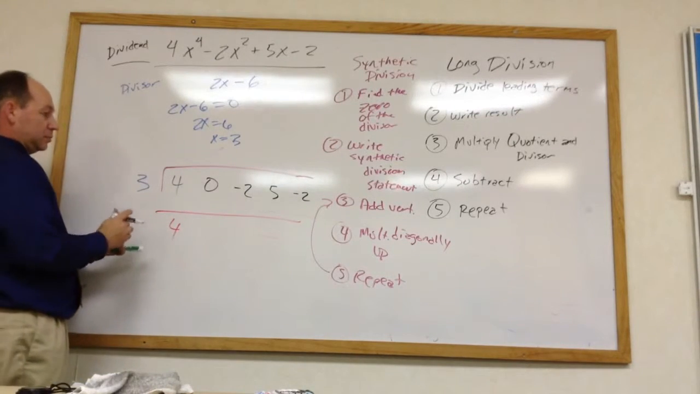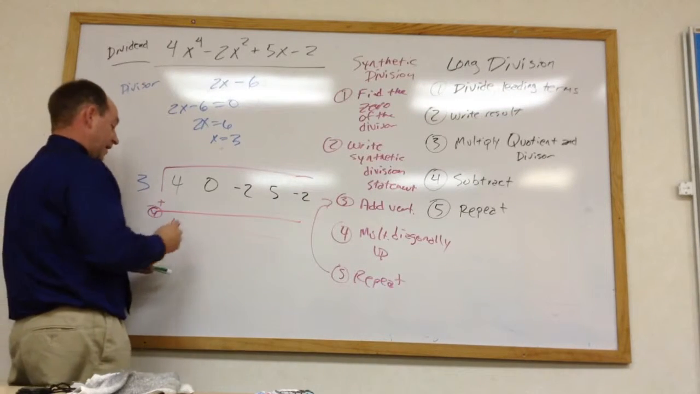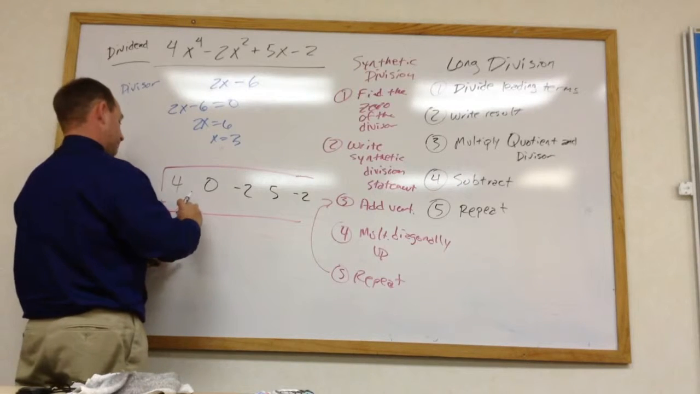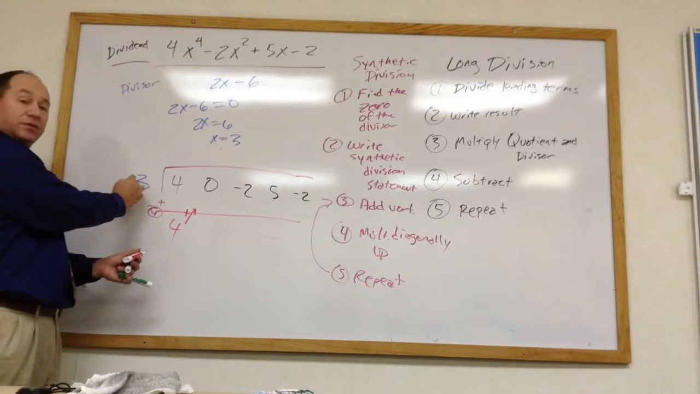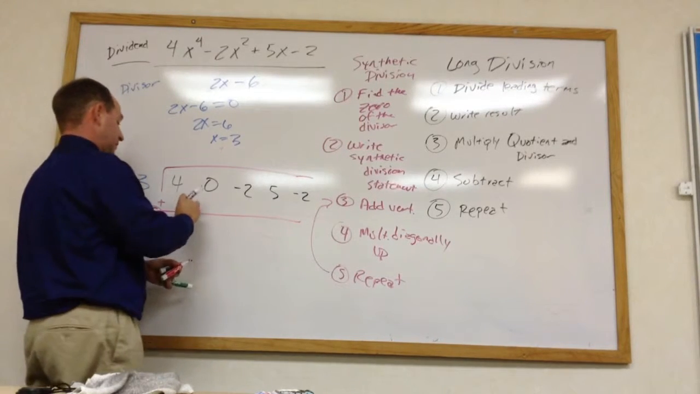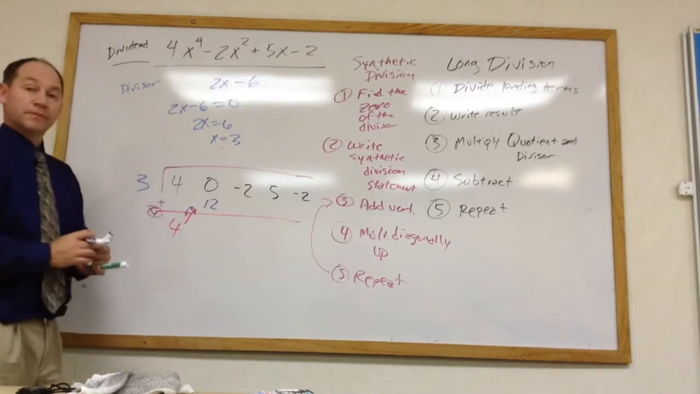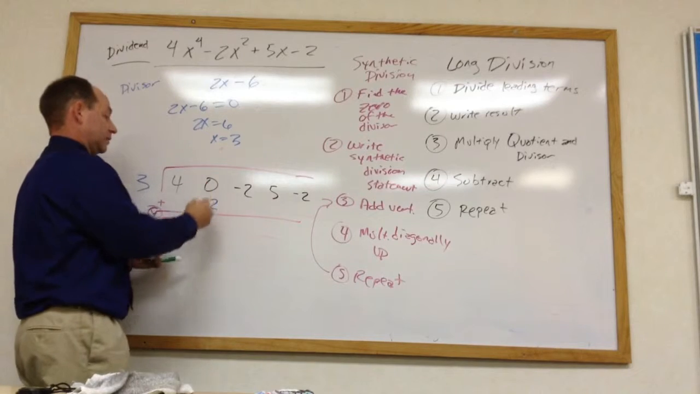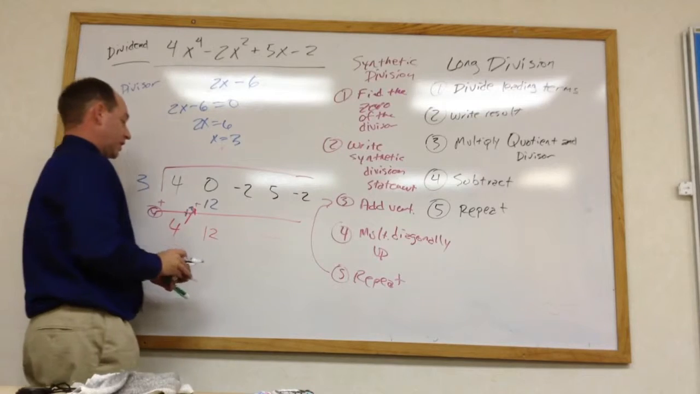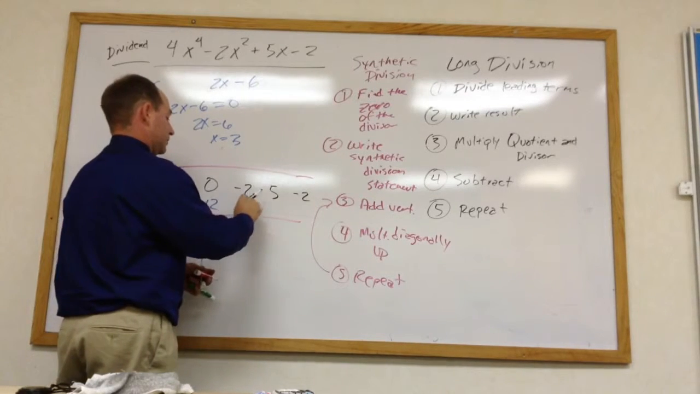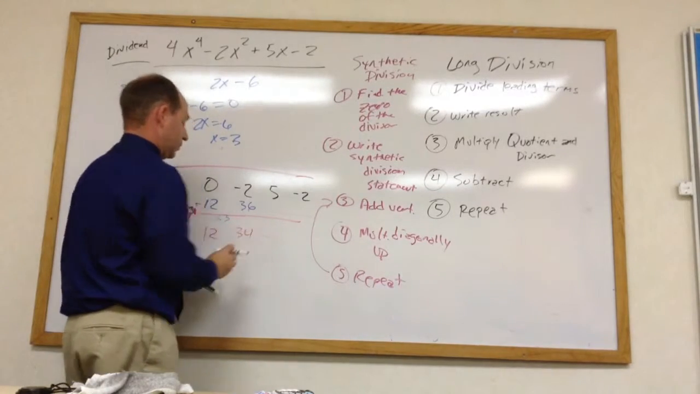Now, that's step 4 here. Okay? Addition. Then, here's step 5, and that's going to be to multiply. Right? So 4 times the 3. So we're going to say, all right, times 3. 4 times 3 is 12. Now on the way down, we'll add. 0 plus 12 is 12. 12 times 3 is 36. Negative 2 plus 36 is 34.